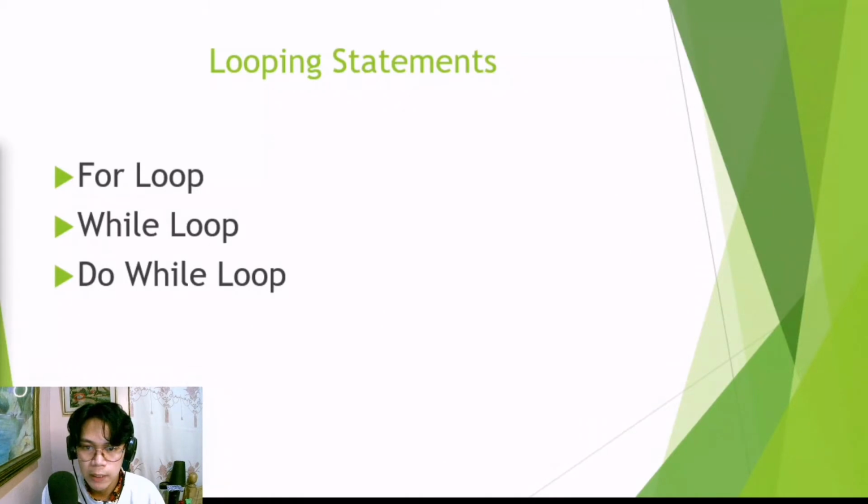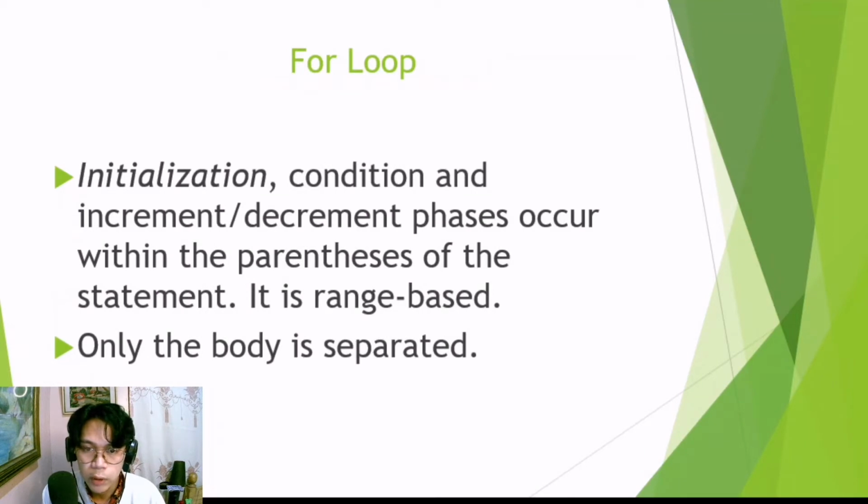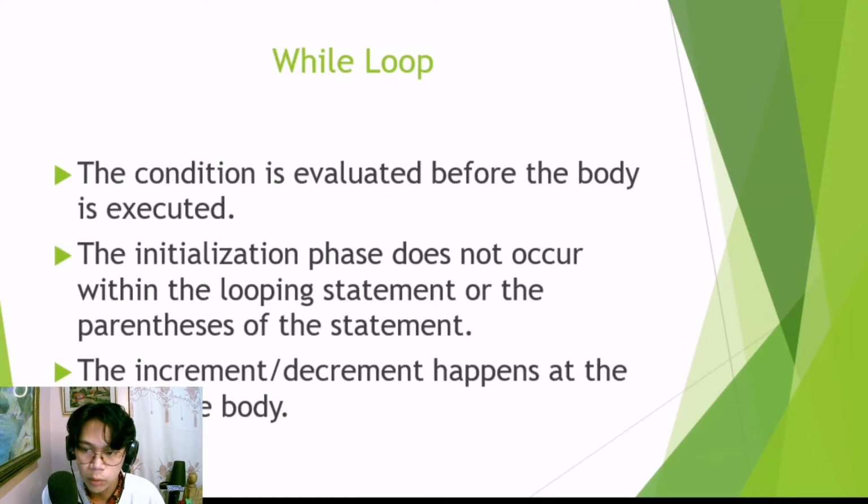For C++, we have three looping statements that we can use. The first one is the for loop, then the while loop, and the do while loop. First, we have the for loop. In its construction, the initialization, condition, and the increment and decrement phases happen within the same parentheses of the statement. This one is range-based, and the only thing that is separated from the whole loop statement is the body.